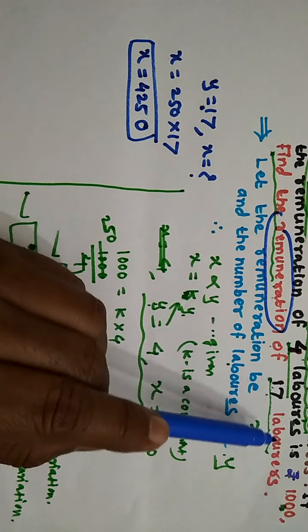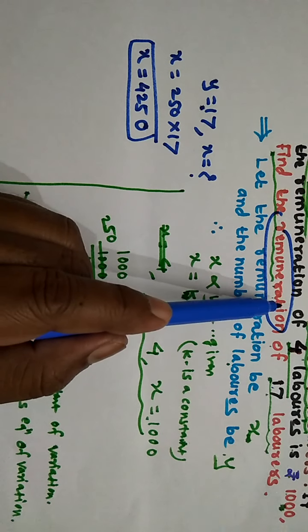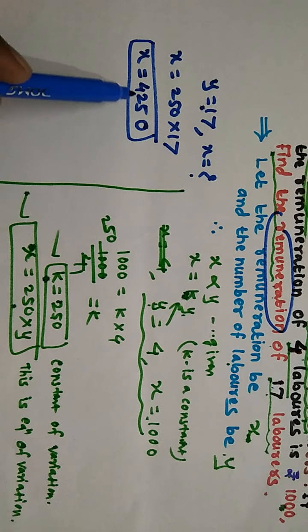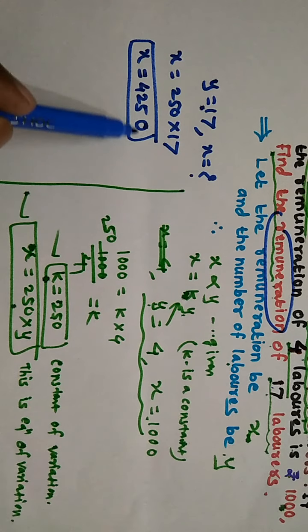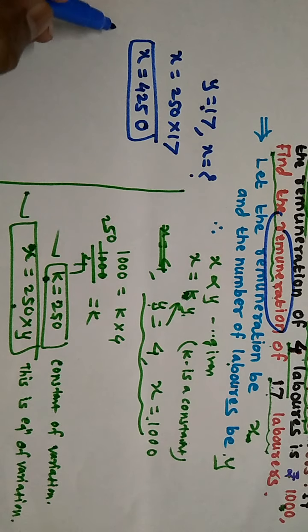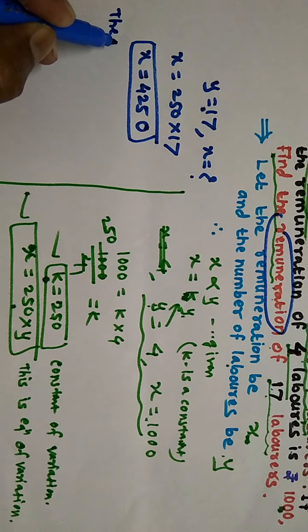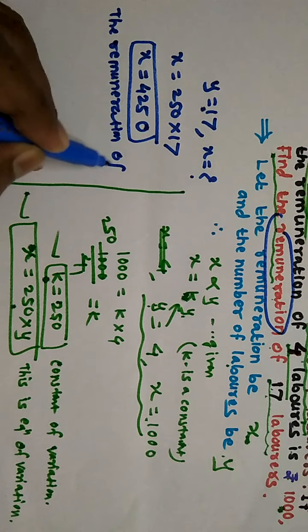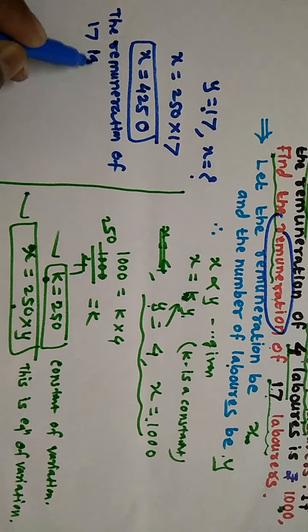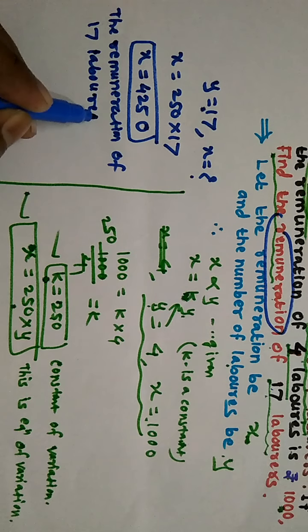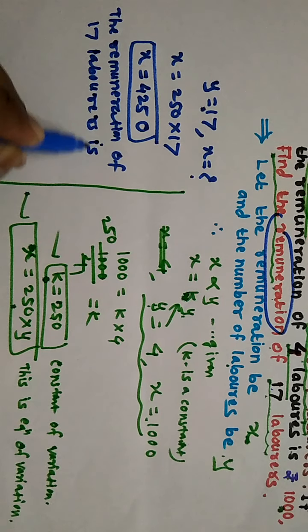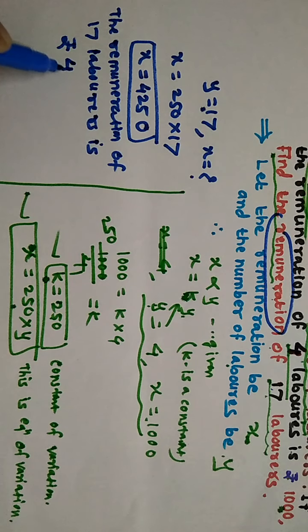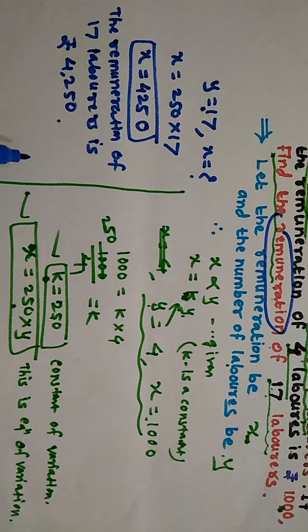Means for 17 laborers, the remuneration paid to the laborers is 4250. Write this answer in words: the remuneration of 17 laborers is rupees 4250. Here practice set 7.1 is completed.